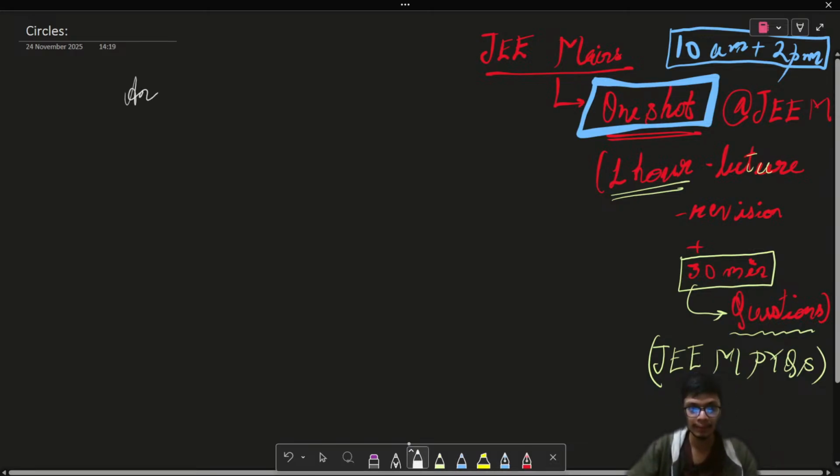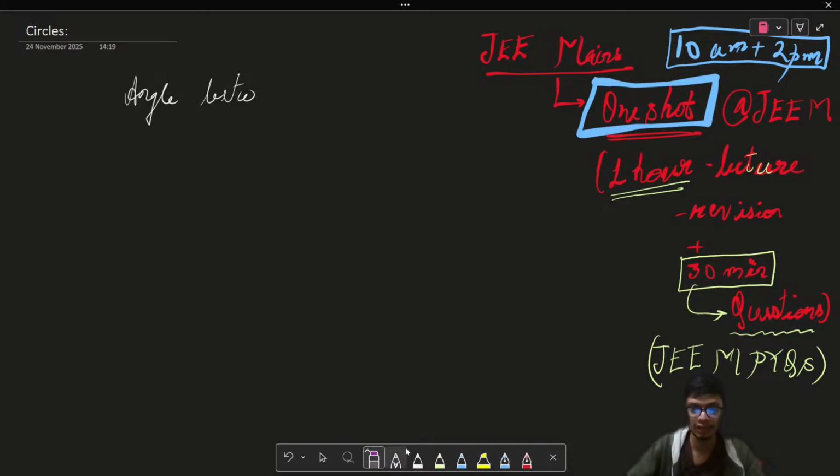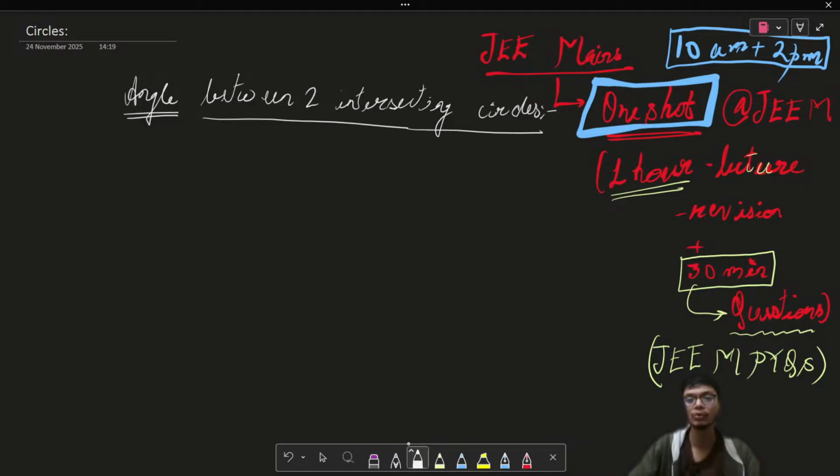two intersecting circles, right? So we are going to start with today's topic, that is the angle between two intersecting circles. Okay, angle between two intersecting circles. So let us start to understand how we calculate the angle, or how we find out what the angle is between two circles, or two intersecting circles.